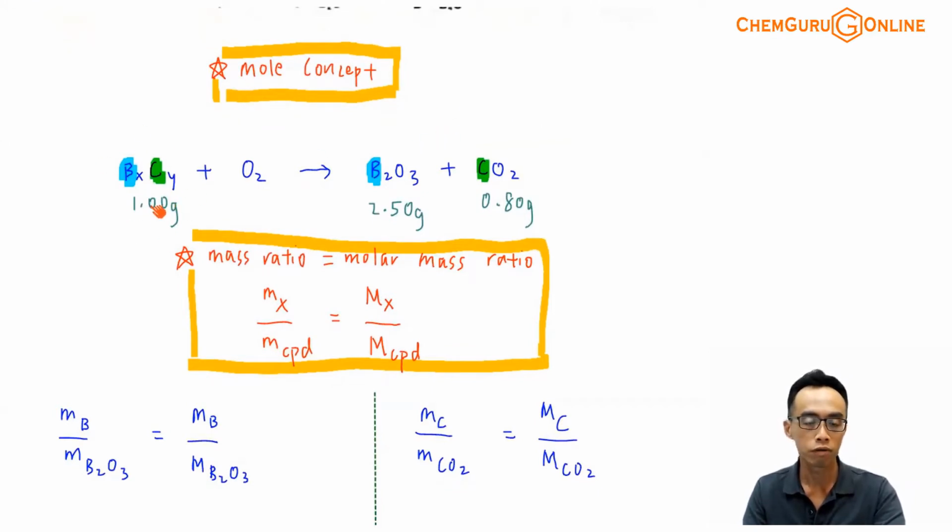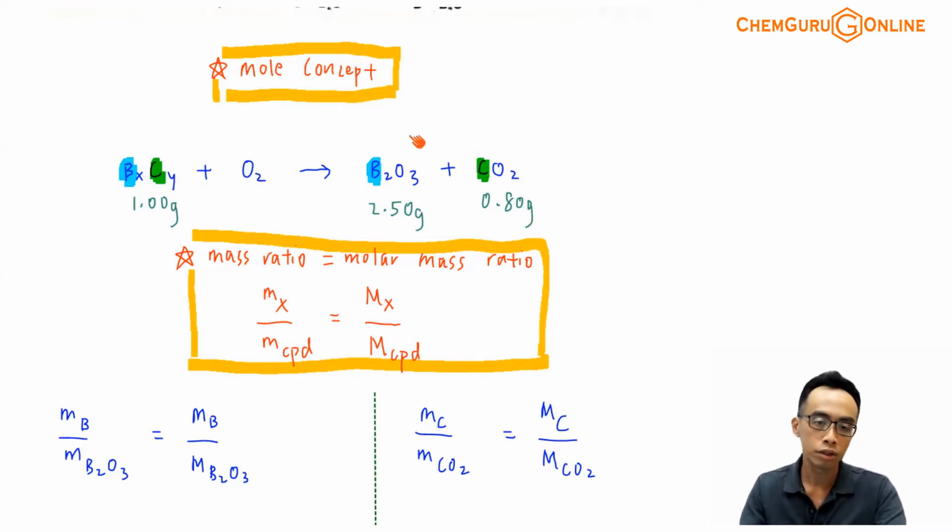I have 1 gram of your boron carbide. We don't know what is X, we don't know what is Y. So let it be BXCY. I know that I have 1 gram of it. So it would undergo oxidation to give me B2O3 and CO2 given. B2O3, I have 2.50 gram of it. And for carbon dioxide, I have 0.80 gram of it.